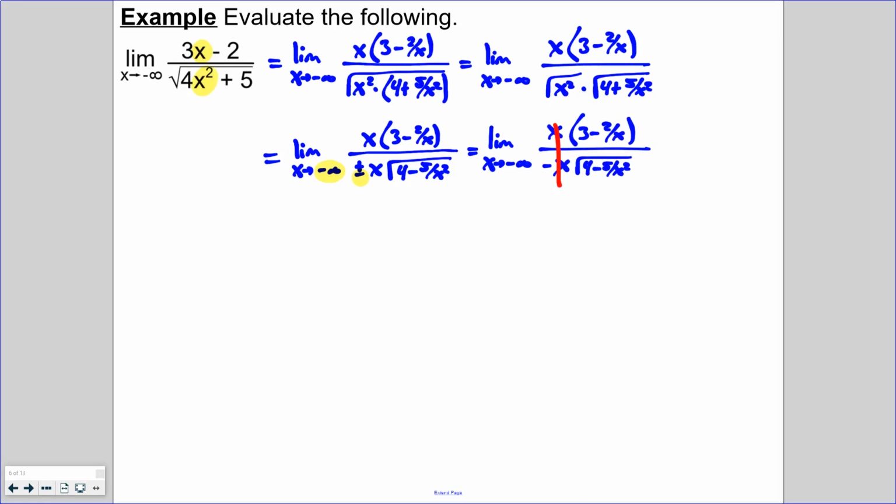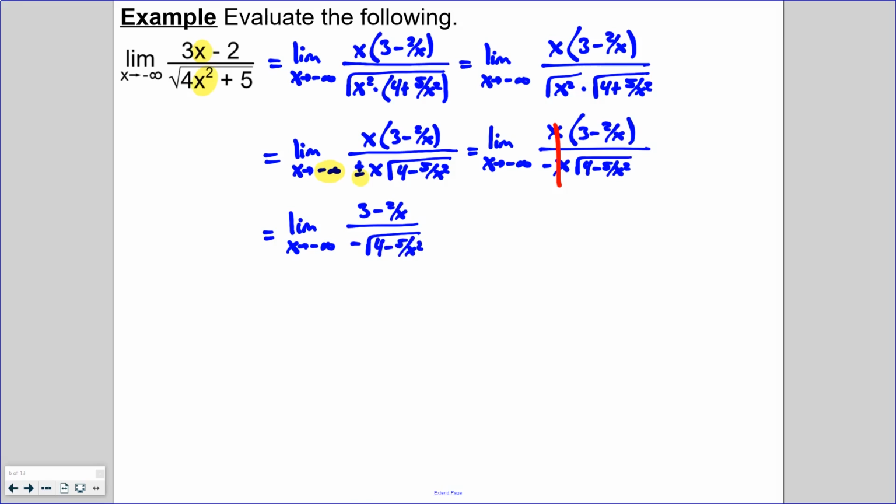The factor of x in the numerator and the factor of x in the denominator cancel out, leaving us the limit as x approaches negative infinity of, let's get rid of that blue dot, 3 minus 2 over x, all over negative the square root of (4 plus 5 over x squared).